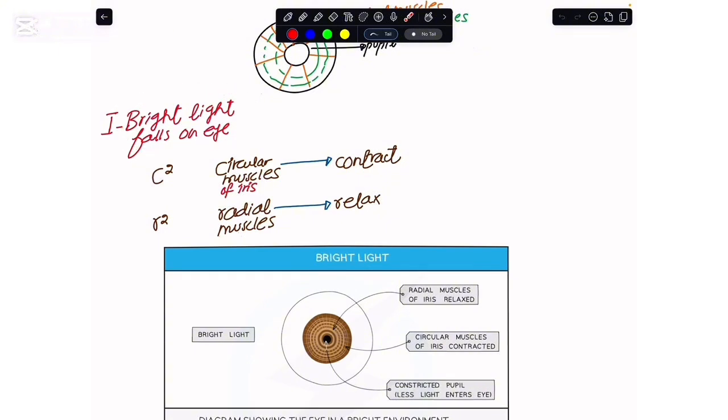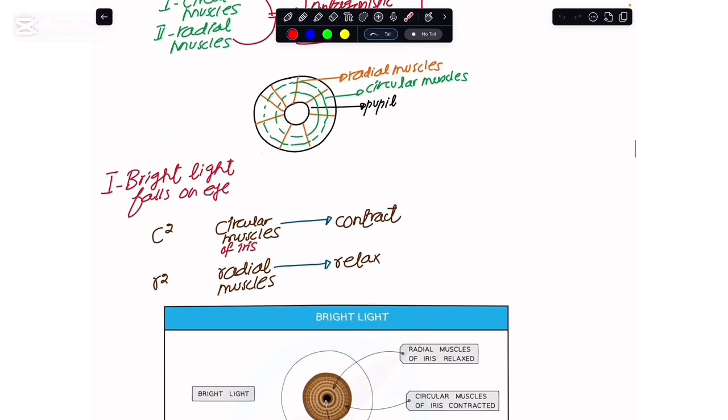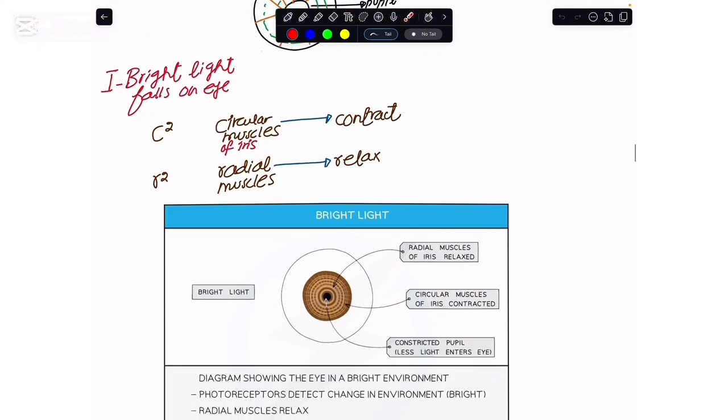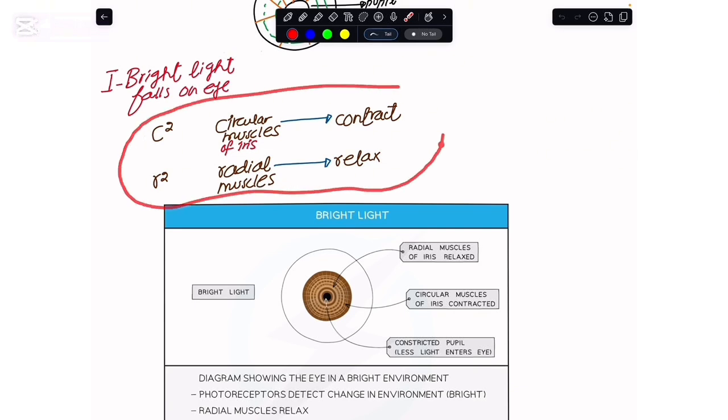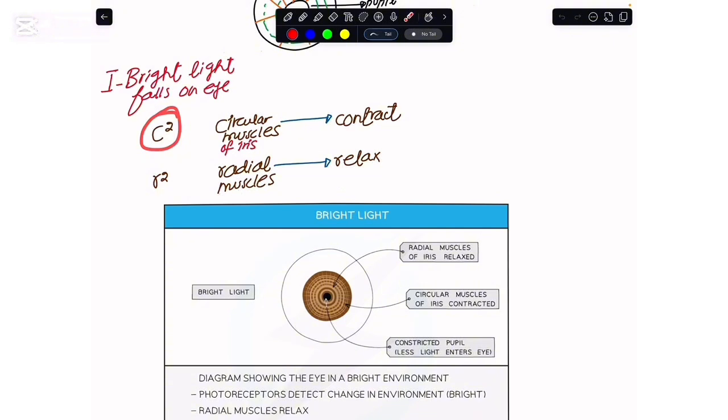As I have explained below, when your eyes are exposed to bright light, the size of the pupil has to constrict. So I tell my students this formula. You are not required to write this formula in an exam, but it is for your understanding. I have got C square and R square. The first C stands for circular, the other C stands for contract, and one R stands for radial, and the other R stands for relax.